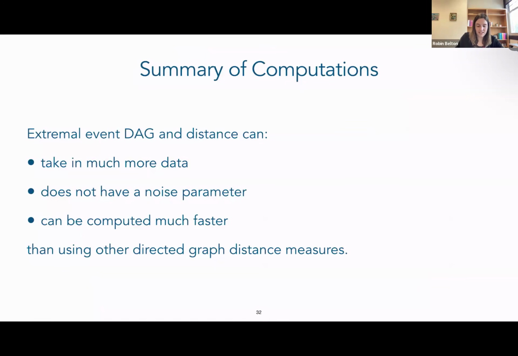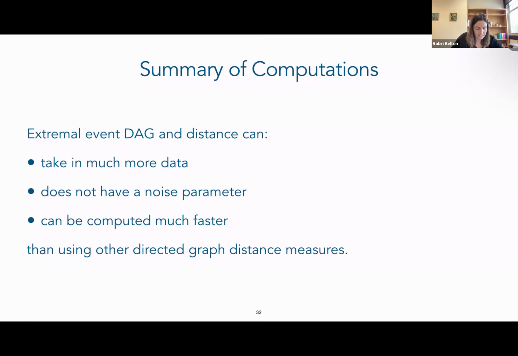But then also, as an added bonus, these extremal event distances can take in more data than what was used in the paper. In particular, here we were looking at 15 genes at a time, and that number was a little arbitrary. I think we could have tried more since these computations were only taking a couple hours. But in the paper, they were only taking in about 5 genes at a time.